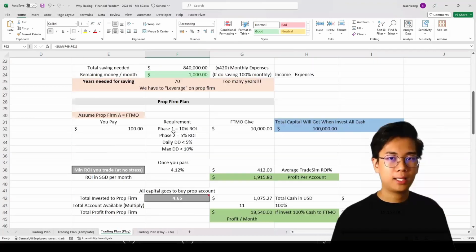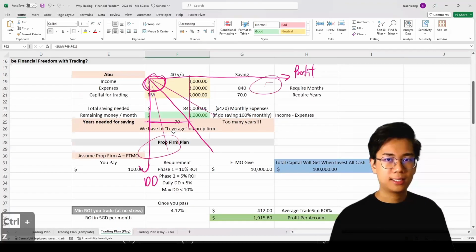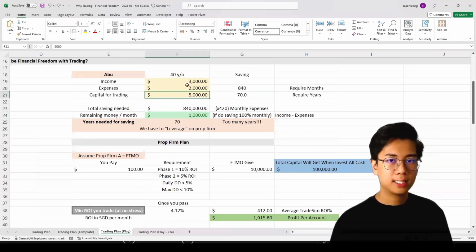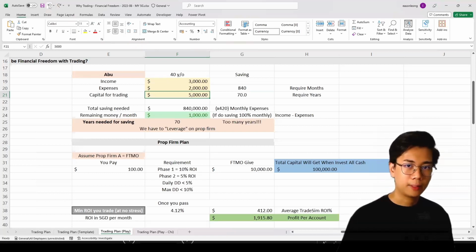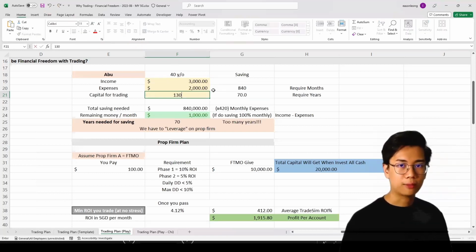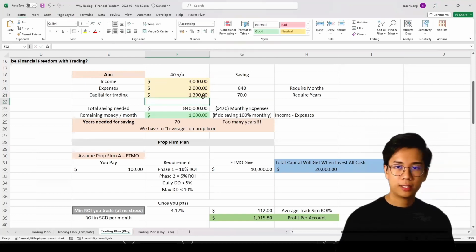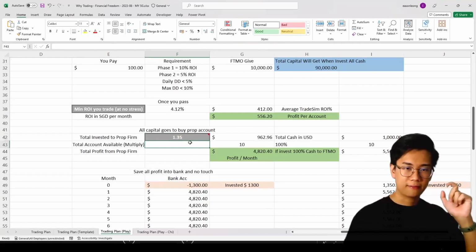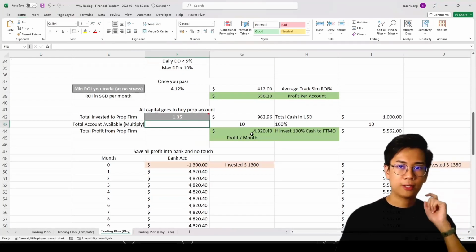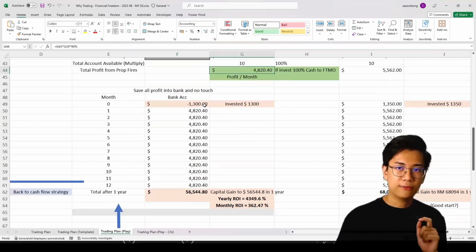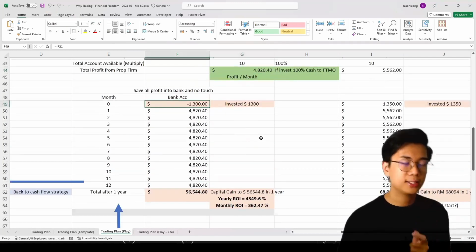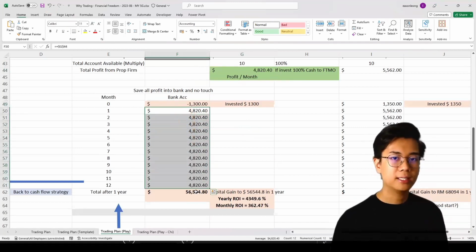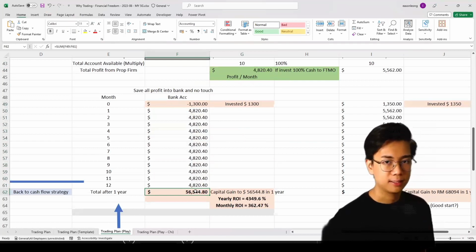If I'm doing it in Singapore dollars, how much will that become? 1.3, right? So it's like 1,003. So at first, you're starting at 1,003 Singapore dollars. Conversion is 1.35. Every single month, 4,008. You start by investing 1,003 Singapore dollars in the prop firm. Every month 4,008. At the end of the year, you have 56,000.